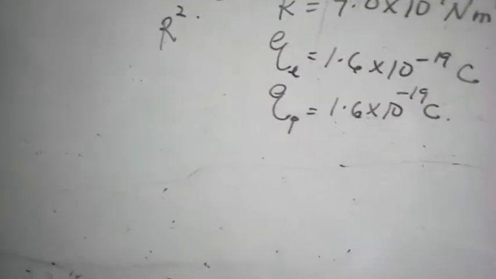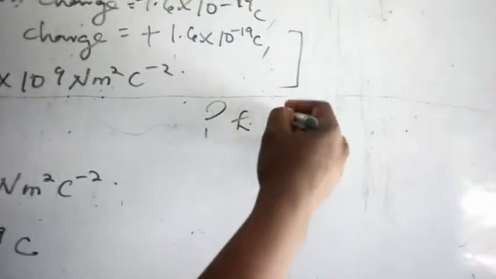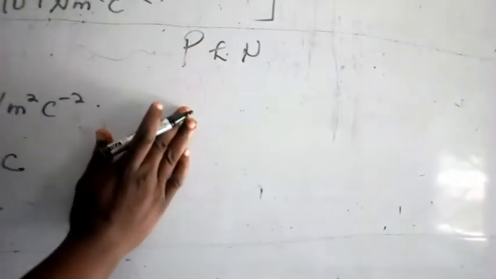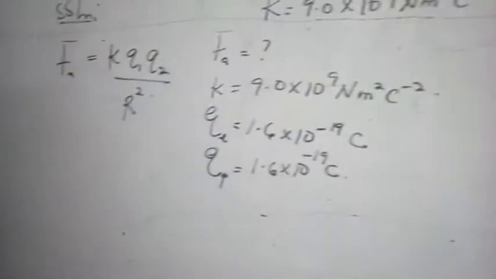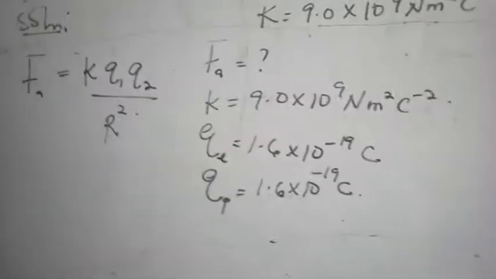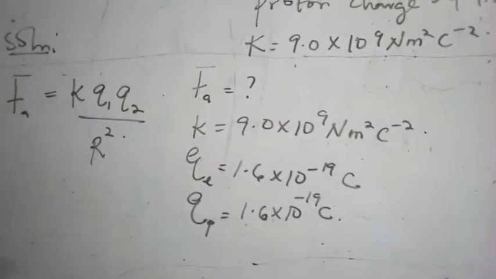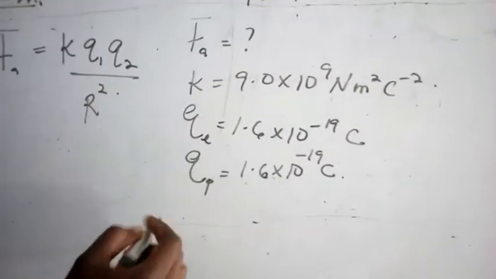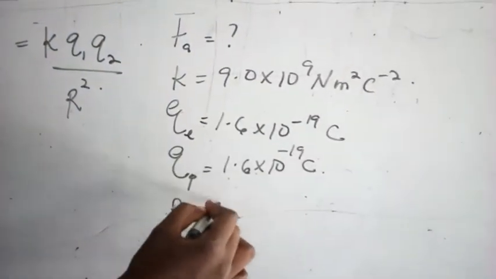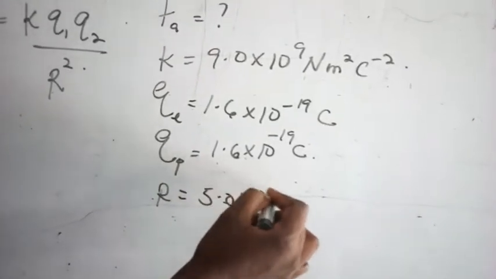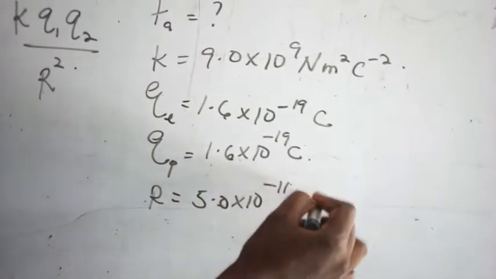Now, from your pen, I wouldn't go into that. You know that the mass of proton, the charge of proton and the electron must be equal. They are equal to each other. So from there you understand that. So we have the distance given to us, R, equals 5.0 times 10 raised to the power minus 11 meters.